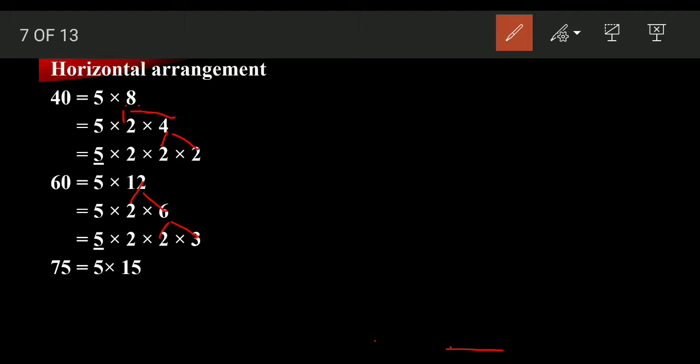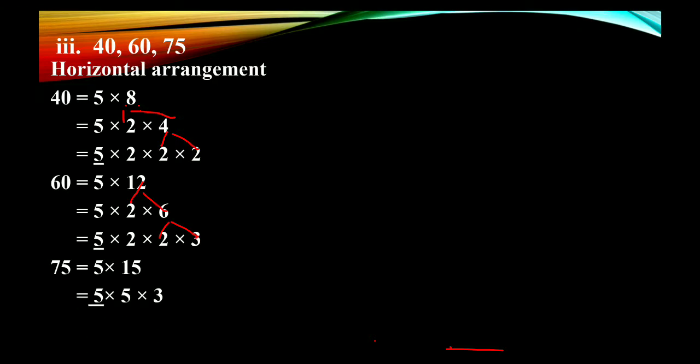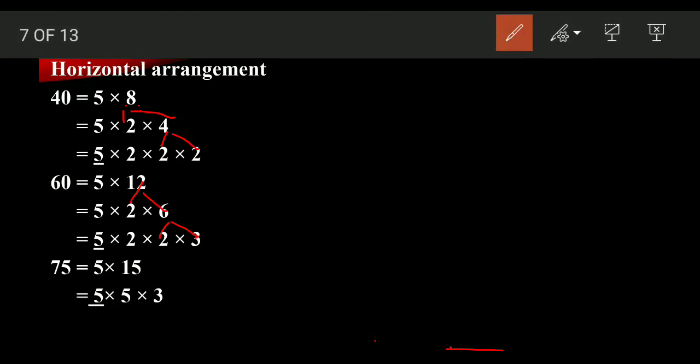Okay. Now 75. 75 can be factorized as 5 into 15. 5 15s are. Now 15 to be factorized. This 15 can be written as 5 into 3. 5 into 3. Right, children? Now further it cannot be factorized because all the numbers are prime numbers.